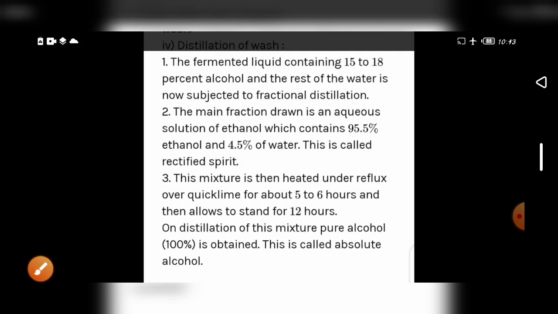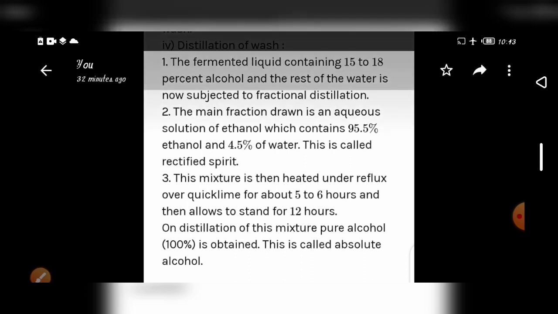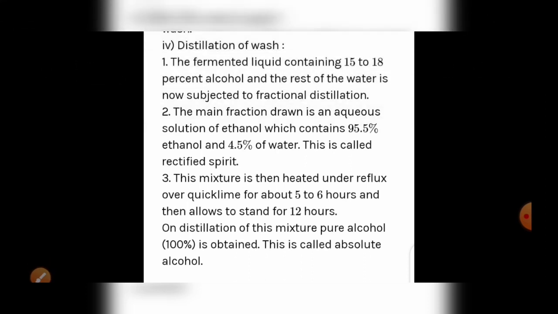Okay. Next, distillation of wash. The fermented liquid contains 15 to 18% of alcohol and the rest is water, and is now subjected to fractional distillation. You know about fractional distillation in petroleum. That distillation is used here also. The main fraction drawn is an aqueous solution of ethanol, which contains 95.5% ethanol and 4.5% of water. This is called rectified spirit.